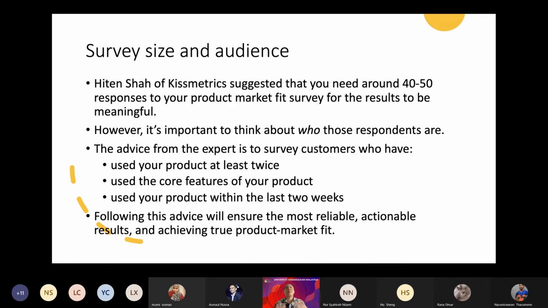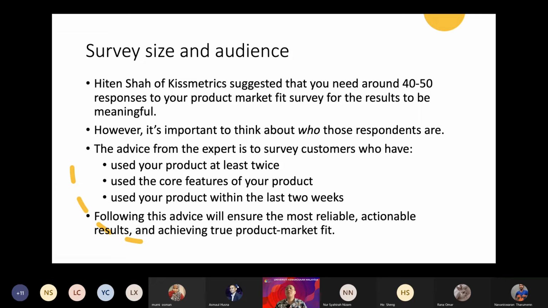how many people you want to give this survey to. According to Hitensha from Chrismatic, which is one of the apps, they designed a way to ask random people to get a perfect market survey. They suggested that you need around 40 to 50 responses to your product market fit survey for the result to be meaningful. If less than that, it cannot be said to be significant, so it is not really useful. But if you can reach around 40 to 50, this is the ideal size that they suggested.